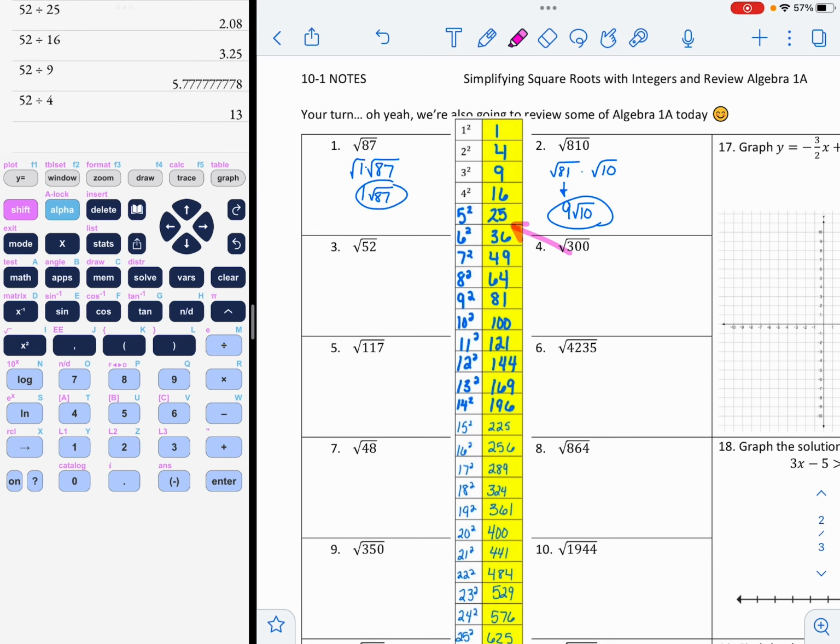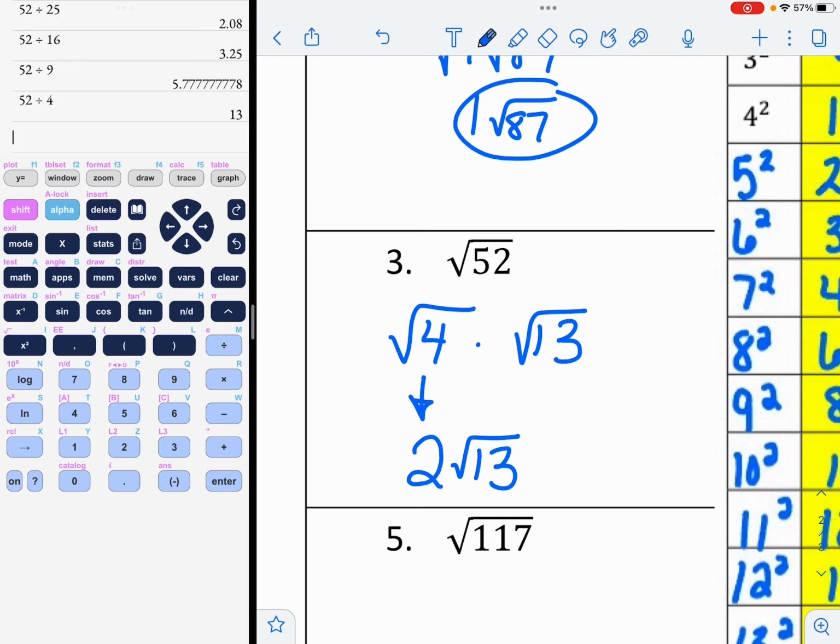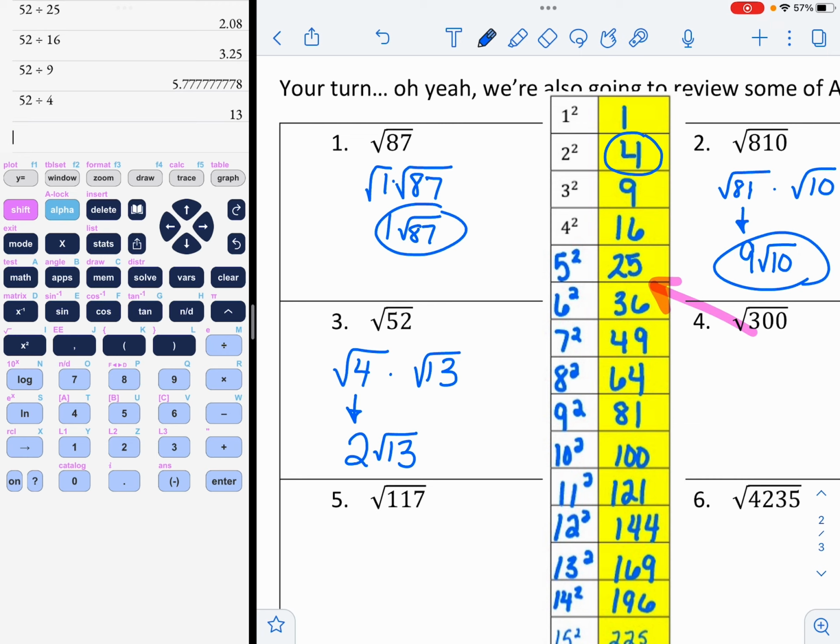And there it is. So we're going to rewrite 52 as the square root of 4, because that's what worked from the list, times 13. Square root of 13. The square root of 4, my list says, is a 2, and then the square root of 13. So the square root of 4 is a 2, and then the 13 drops down. All right, we're just going to keep this process up.